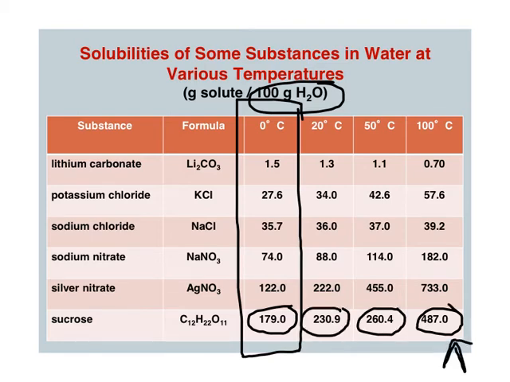Notice when the water's boiling over here at the right, I can put almost 500 grams of sugar into 100 grams of water because the temperature is so high. I can fit more in and it will still dissolve. Pretty crazy, right? That'd be some super sugar water.